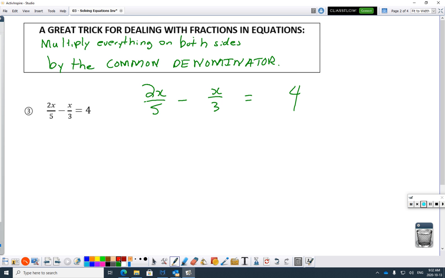You're going to multiply everything on both sides by 15. I'm going to write it in red. So I'm going to multiply this by 15, I'm going to multiply this by 15, I'm going to multiply this by 15. And the one on the right-hand side is the easiest one to multiply by 15 because it's not a fraction.